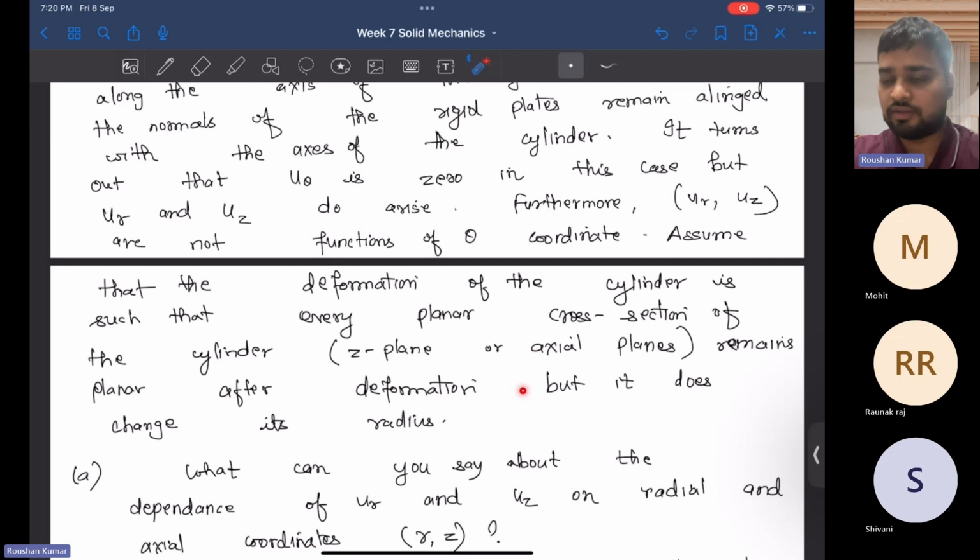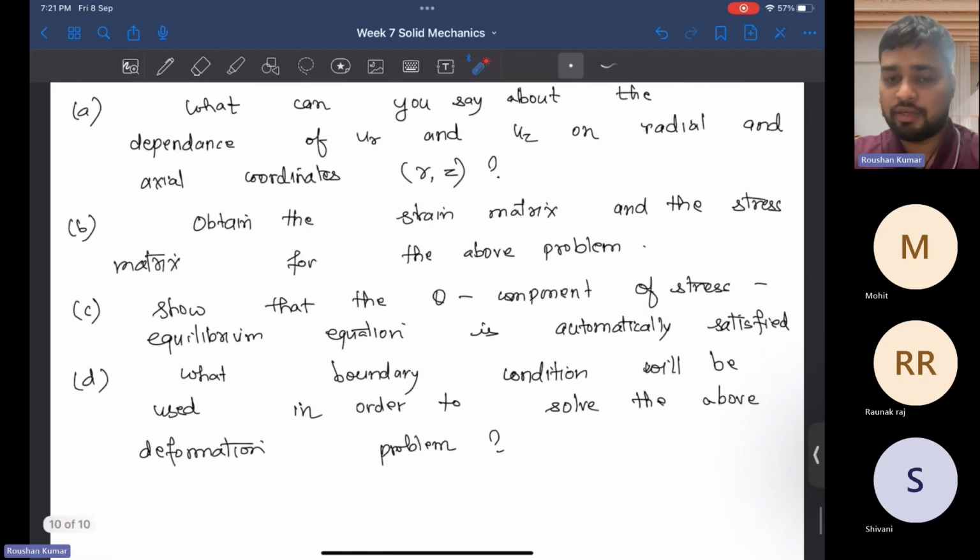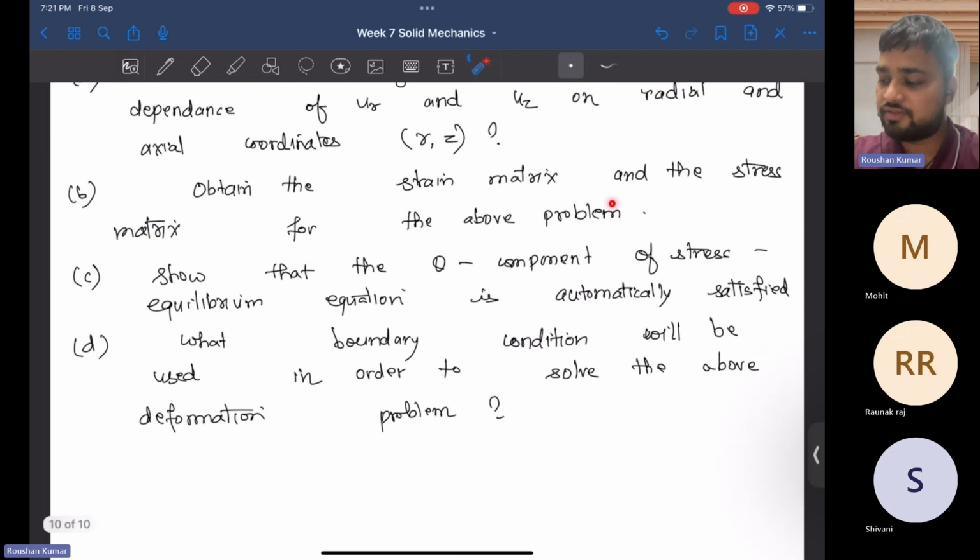So in the question it's already mentioned that the deformation is such that the radius may change. The first part of the question is, what can you say about the dependence of ur and uz on the radial and axial coordinates r and z? The second part is, obtain the strain matrix and the stress matrix for the above problem. The third part is, show that the theta component of the stress equilibrium equation is automatically satisfied.